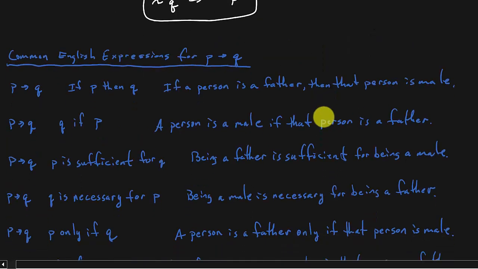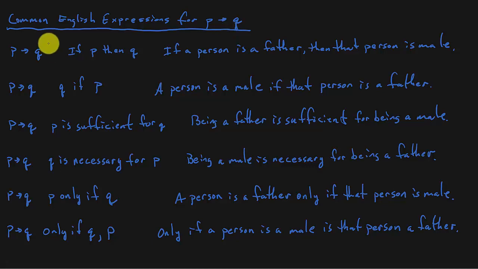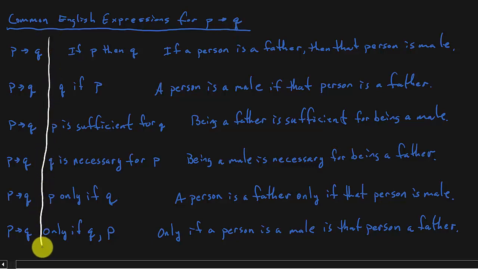All right, so once again, just like with the and, we have some common English expressions for if P then Q. So let's look at those. And once again, we've got three columns here.